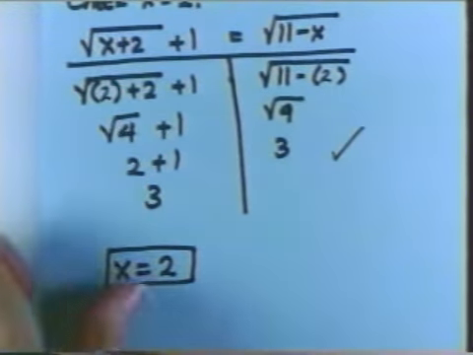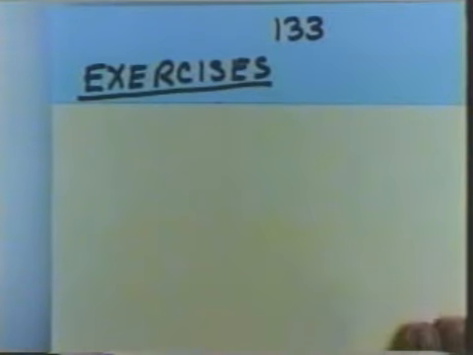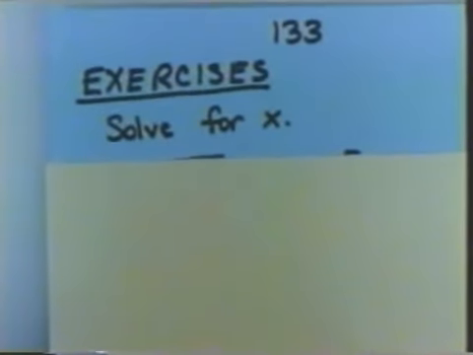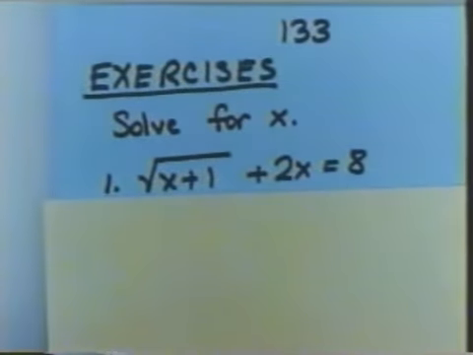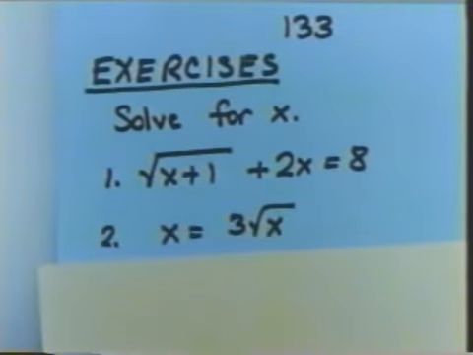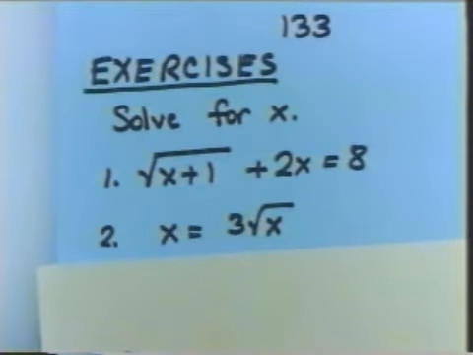Now it's your turn. Exercises. The first exercise in our set to solve for x is the square root of x plus 1 add 2x equals 8. The second is x equals 3 times the square root of x.